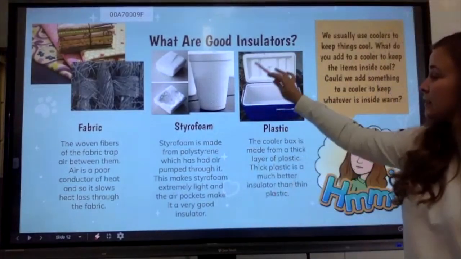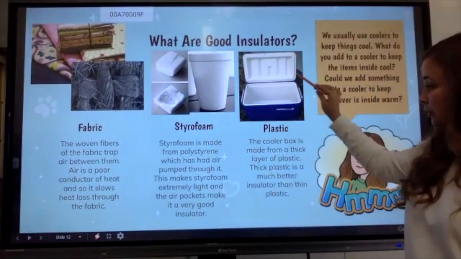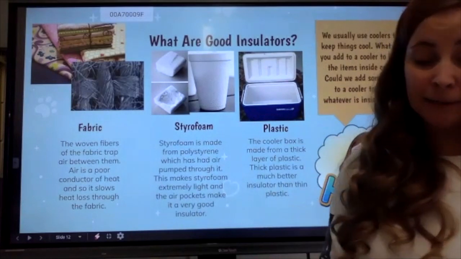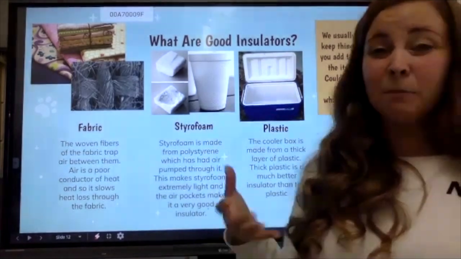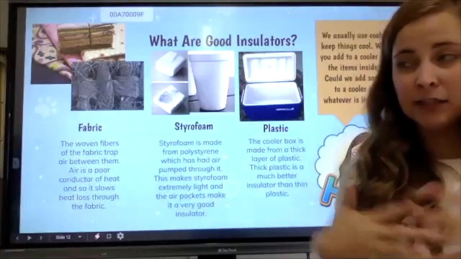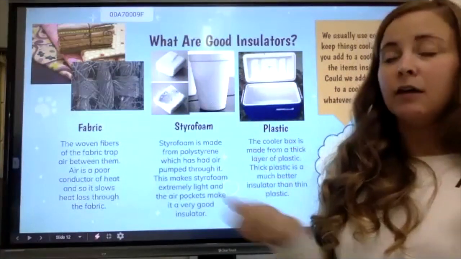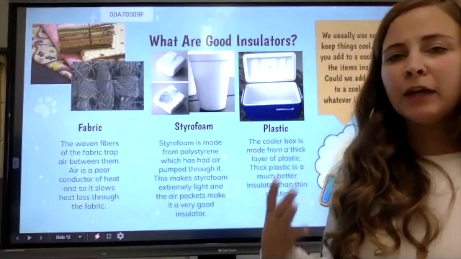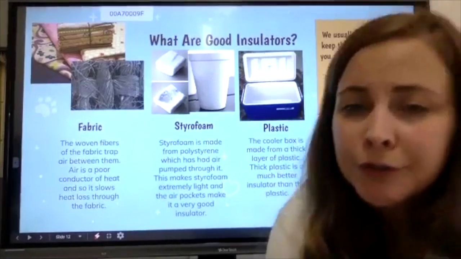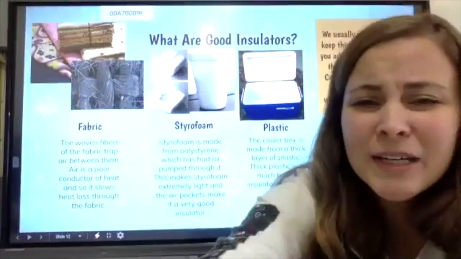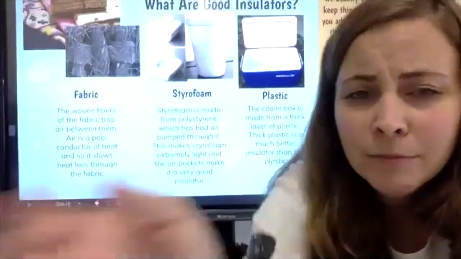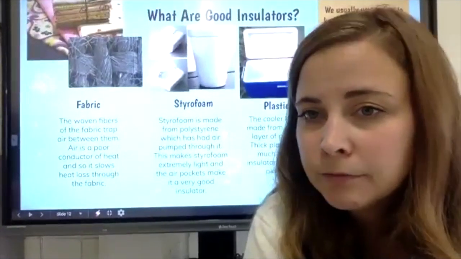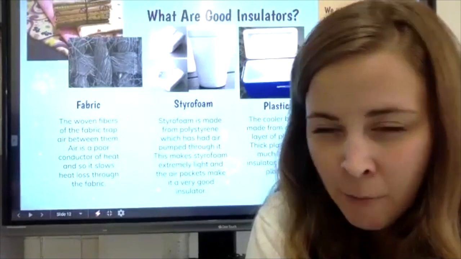Lastly, we have this thick plastic cooler. And a cooler is made of thick plastic. And remember, thick plastic is a much better insulator than thin plastic. So the thicker your plastic can be, the better it's going to be at retaining heat. Now, we usually use a cooler to keep items cool. What do we add to a cooler to keep the items inside of it cool? Harlem, thank you for raising your hand.